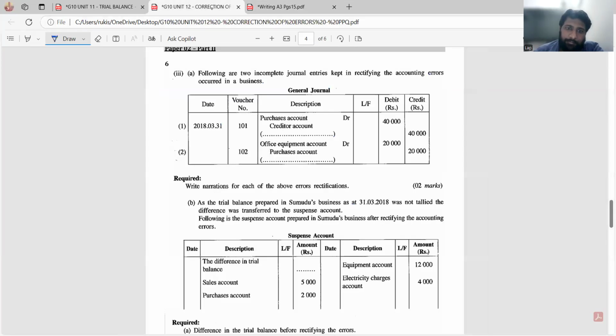Second, office equipment account debit, purchase account credit. So here what might have happened? Why are you crediting the purchase account? Probably you have mistakenly debited it. Maybe this office equipment purchase, you might have debited to the purchase account. So the debit that you did for the purchase account mistakenly, now you are crediting and removing it.